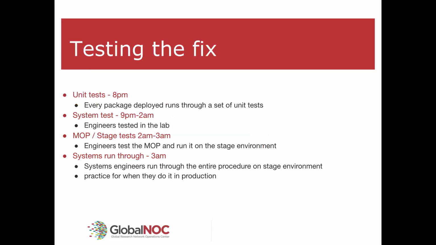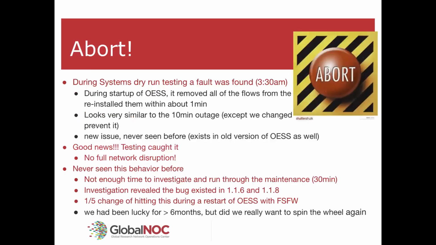So we start testing the fix at 8 p.m. Basically, we hand it over to the systems team to do their testing, and they do it 9 to 2. MOP stage testing is 2 to 3, and then we do basically a big run-through at 3 a.m. Remember, our maintenance is at 4. And at 3:30, we see the same problem again, where OESS removes all the flows and pushes them back on. Luckily, we didn't do it on the production side, right? We caught this in our testing.